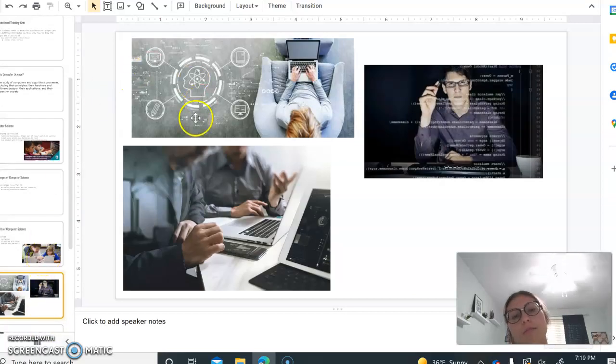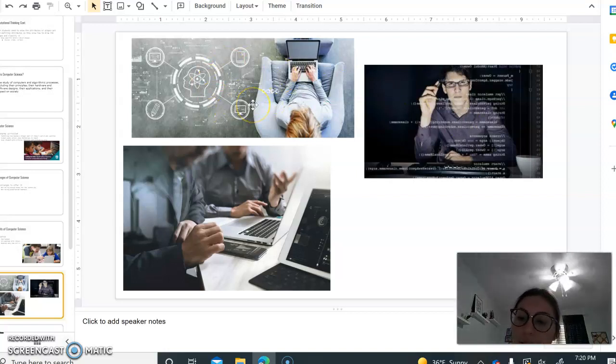Here are some pictures of computer science, and this is like having you work with your coworkers over something, some job, and just showing how hard computer science can be, but it's very important in today's world.